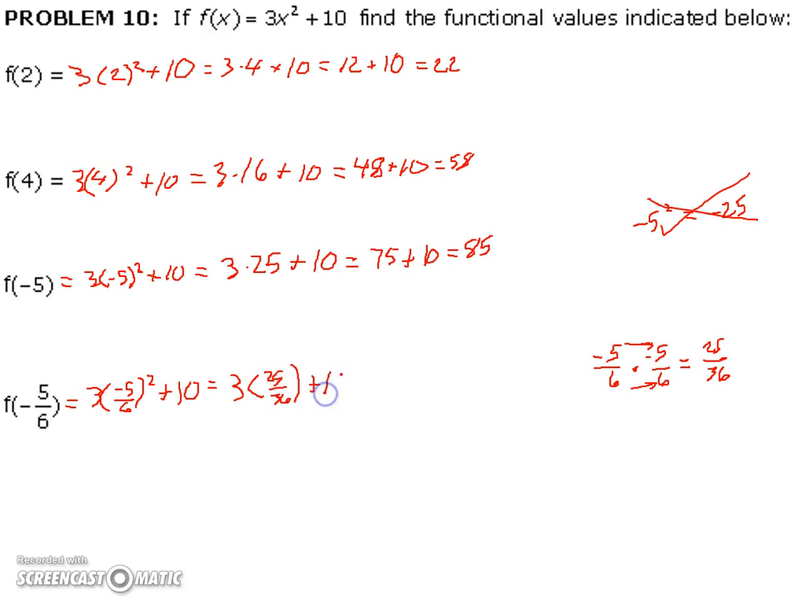Alright, so next is going to be multiplication again. So now you're doing a whole number times a fraction. Now, I've taught you guys that there are a couple ways you can do this. You can make this 3 over 1 and do it just like what we just did a second ago. Or you can really just think of this as 3 times 25 divided by 36. Either way, you're going to get the same result.